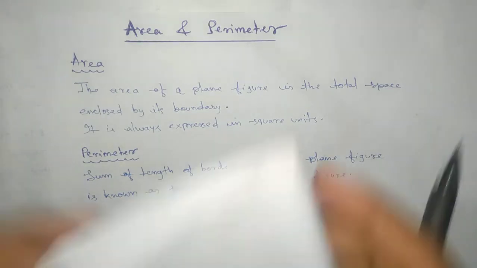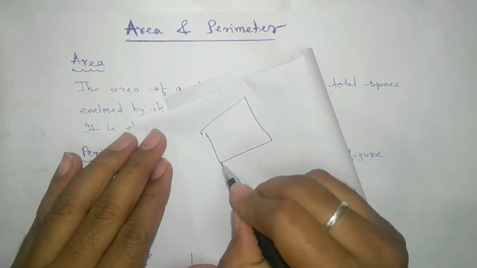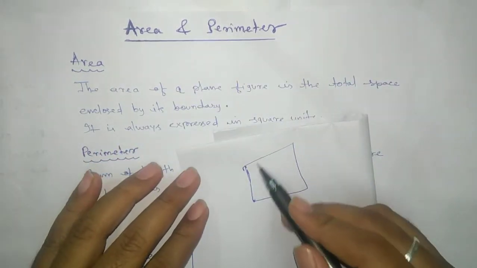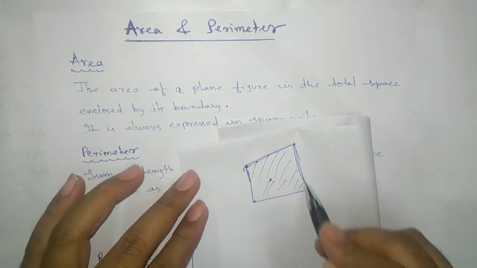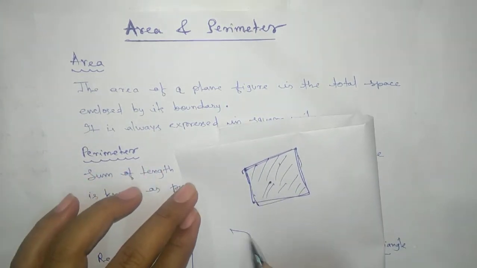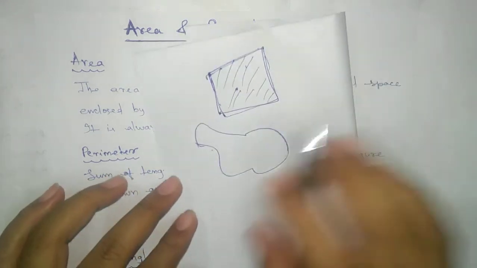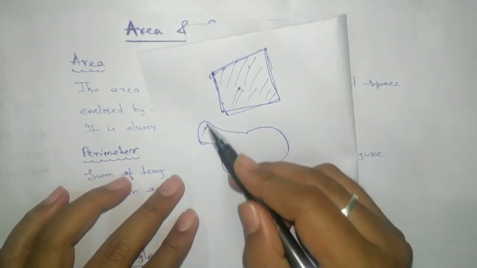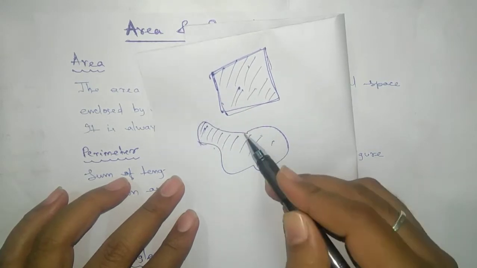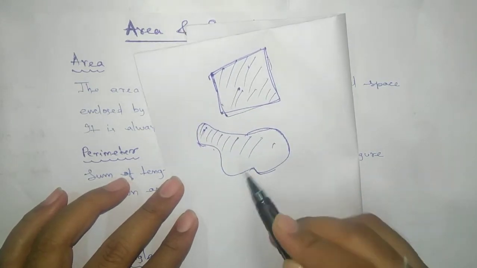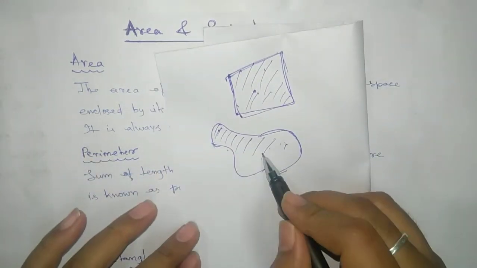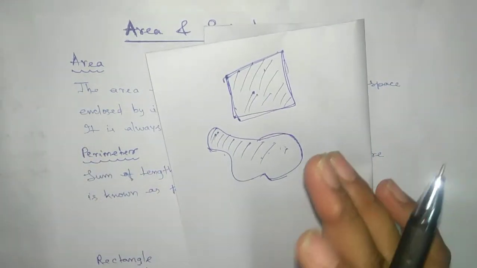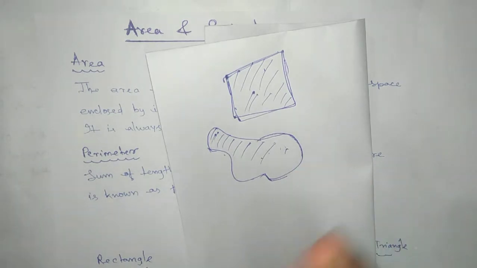Let's try to understand. If we take any type of figure, whatever space is enclosed by the boundary, these are the boundaries of this figure. If we take any type of shape, this is the space which is enclosed by this boundary, and we call it the area of this plane figure. Now we don't have this type of figure in our syllabus, we have limited figures. There are 4 figures in our syllabus. Okay, we'll see that one.